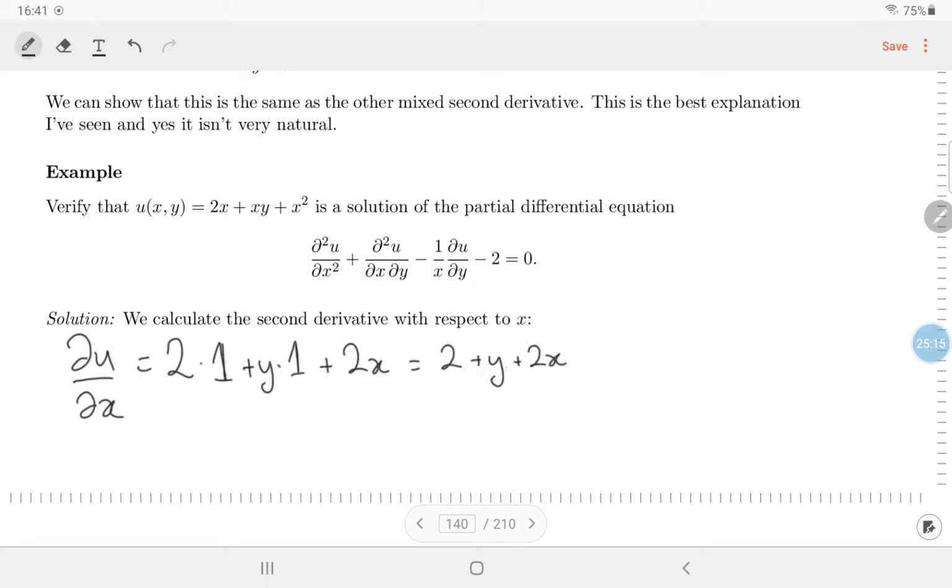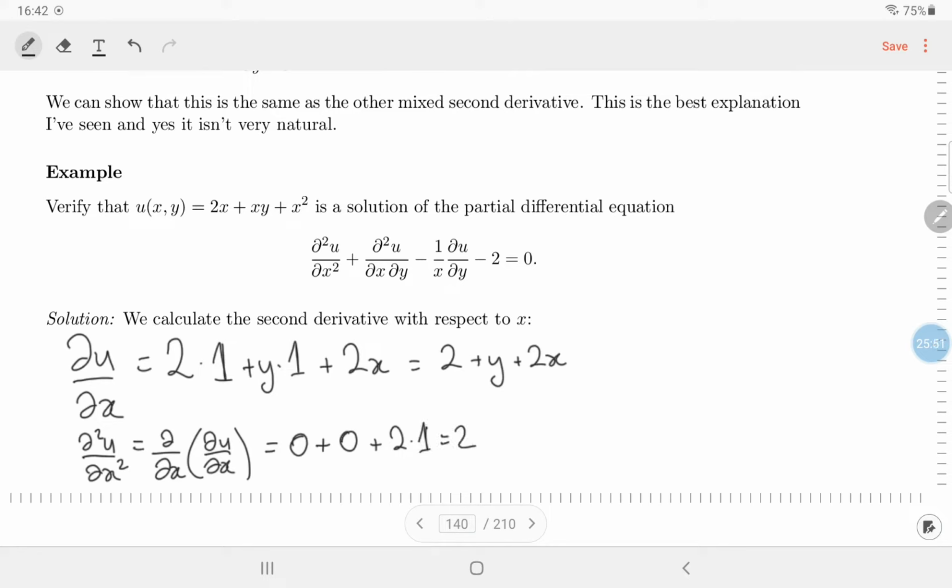And now I have to differentiate that a second time with respect to x. So I'm going to differentiate with respect to x the first derivative with respect to x, the thing I just calculated, 2 plus y plus 2x. So let's differentiate 2 plus y plus 2x. 2 is a constant, its derivative is 0. Now with respect to x, where x is changing but y is kept constant, the derivative of y is 0. And then fix the constant 2, and the derivative of x with respect to x is 1. So the second derivative there is 2.